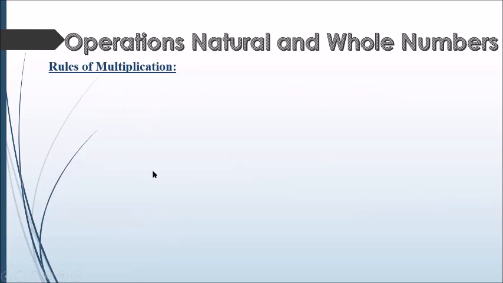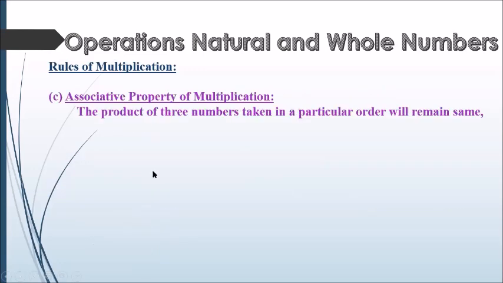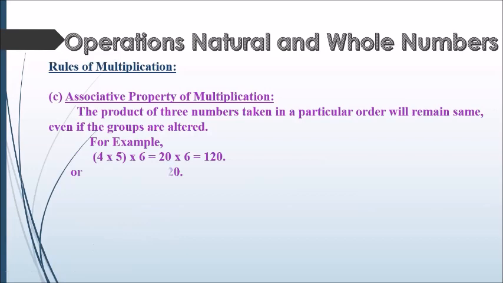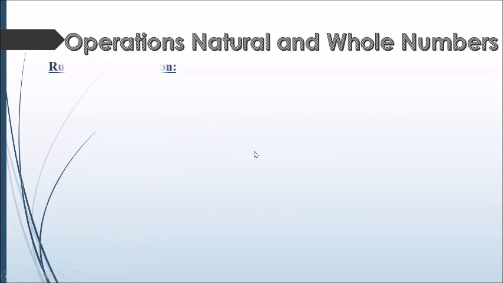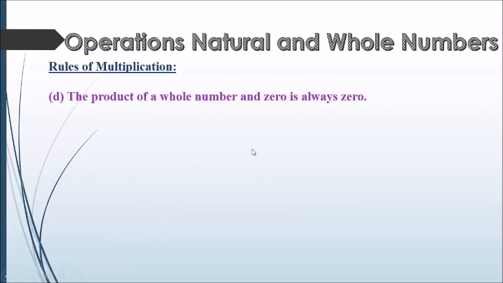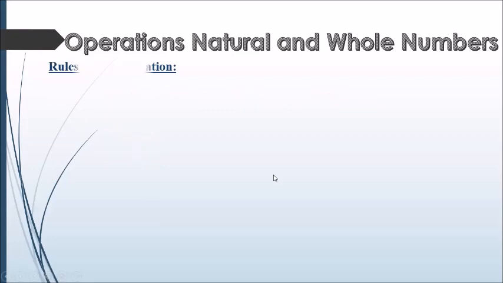Now the associative property is also present in multiplication. If you change the groups, the answer will remain the same. You can see this on the slide. I have changed the groups, but the answer is remaining the same. So the associative property applies to multiplication. Then we saw that whenever a number is multiplied by zero, the answer is always going to be zero. This is the fourth property of multiplication. Whenever you multiply zero by a number, the answer is always zero.